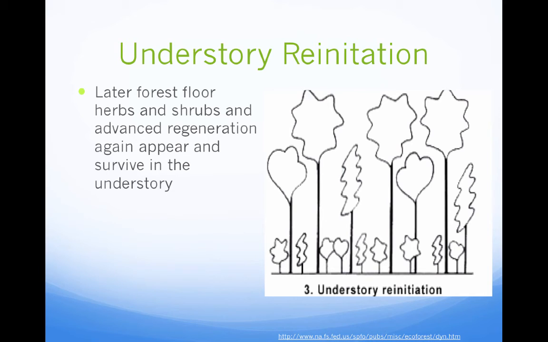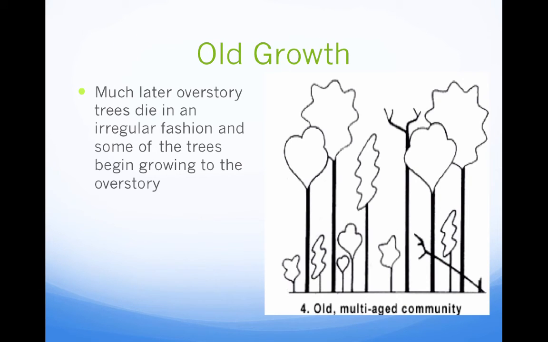So that transition from stem exclusion to understory reinitiation happens when later forest floor herbs, shrubs, and advanced regeneration, so those other tree species, start to appear again and survive in the understory. So understory reinitiation starts when new individuals start to appear. And then this final stage is this old growth or multi-age community. And this happens much later.